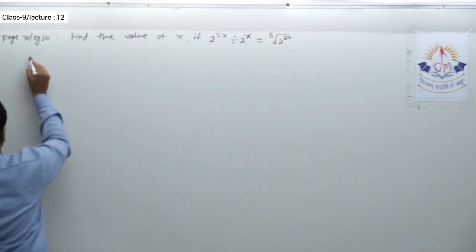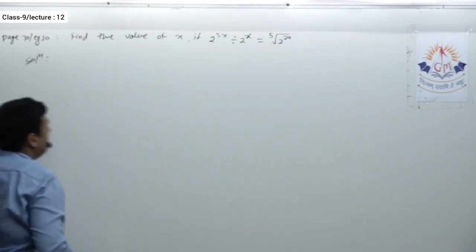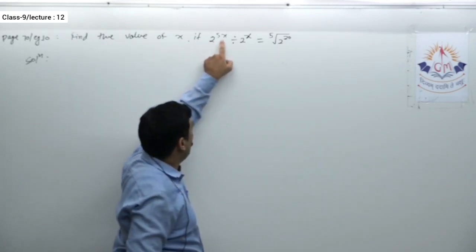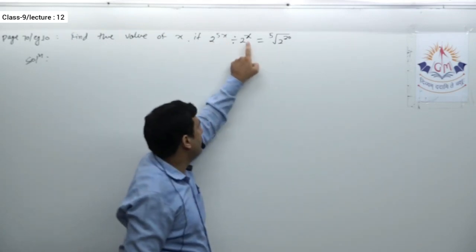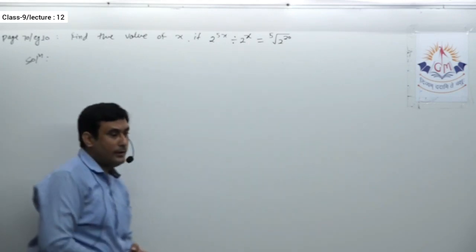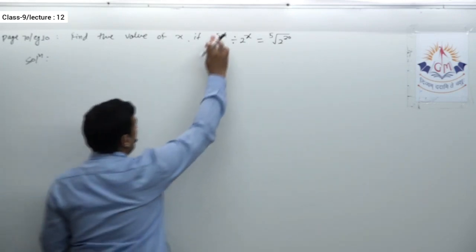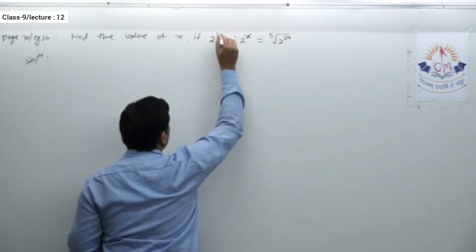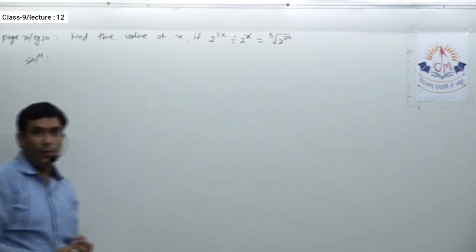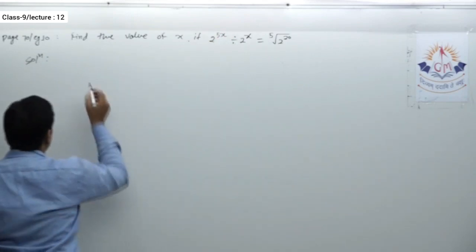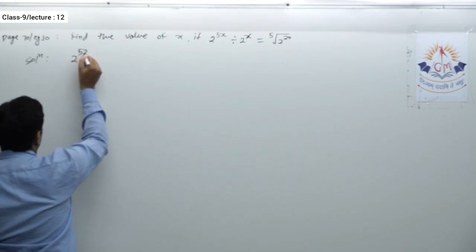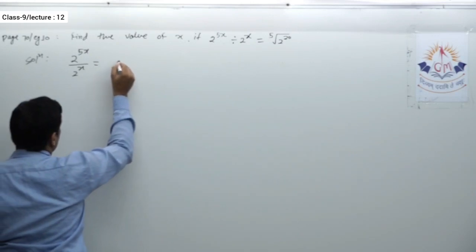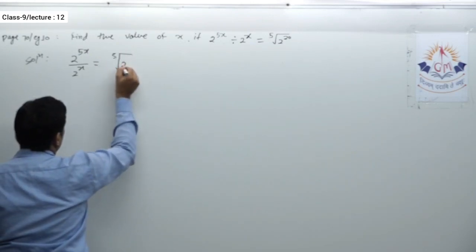Again, if you observe, we need to find the value of x, and over here x is in the exponent. I told you again and again, whenever you find the unknown variable in exponents, the very first target is to make the bases the same on both sides of the given information. So here I will start with 2 raised to 5x divided by 2 raised to x is equal to the fifth root of 2 raised to 20.